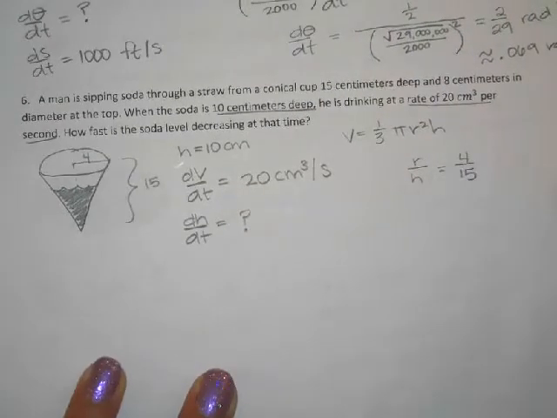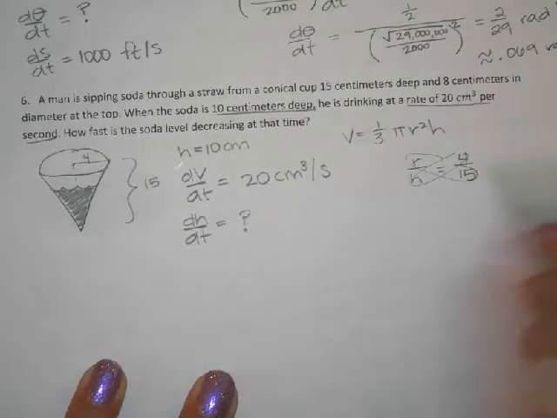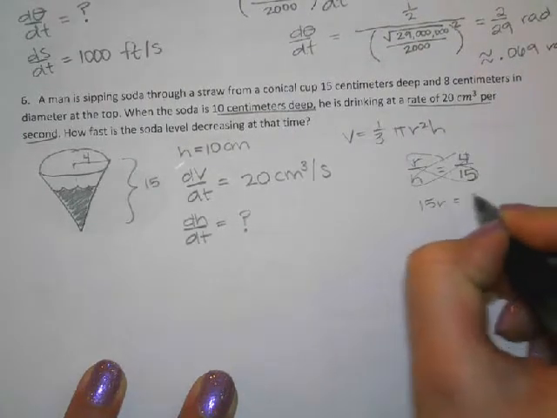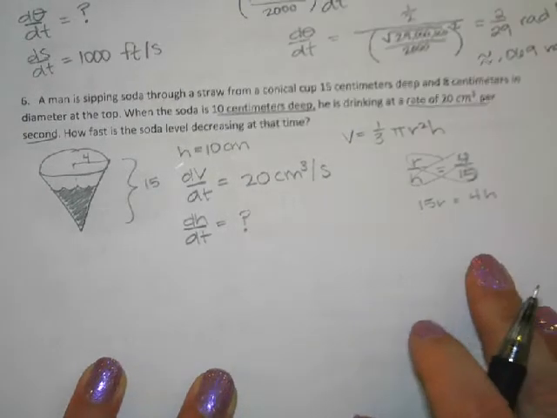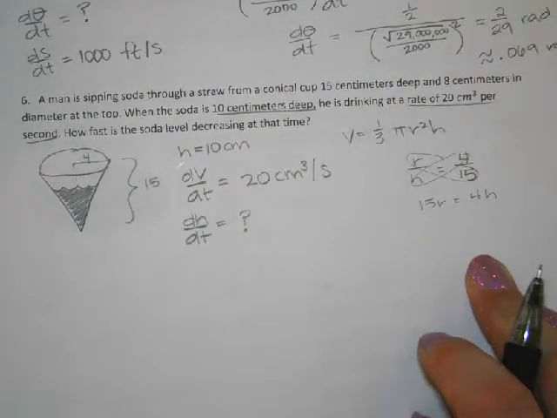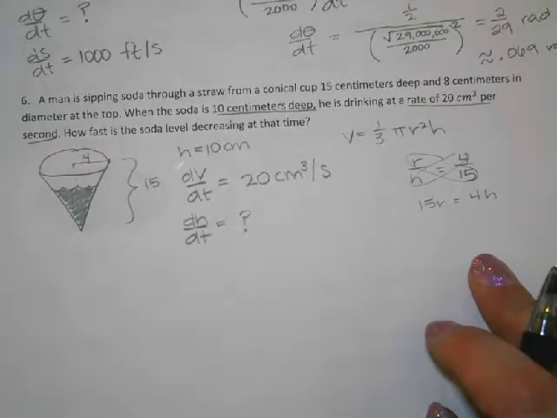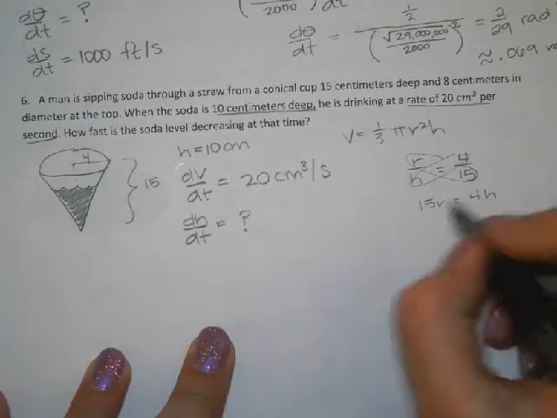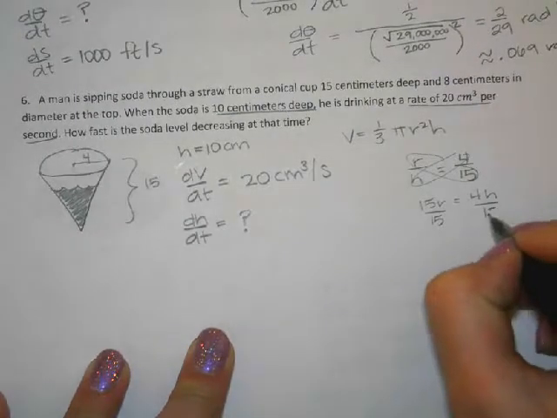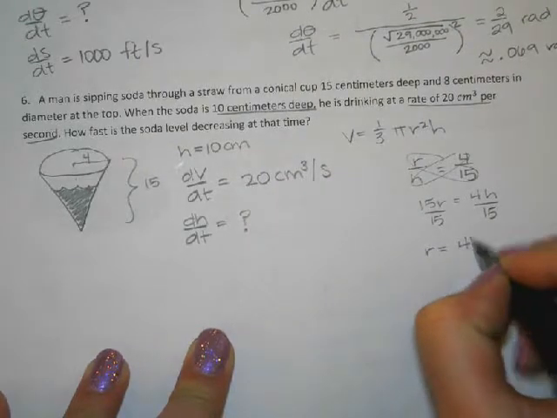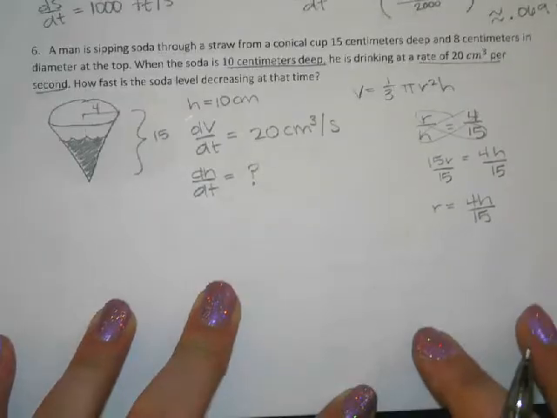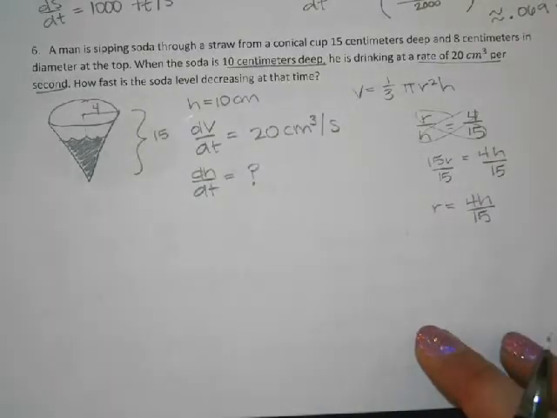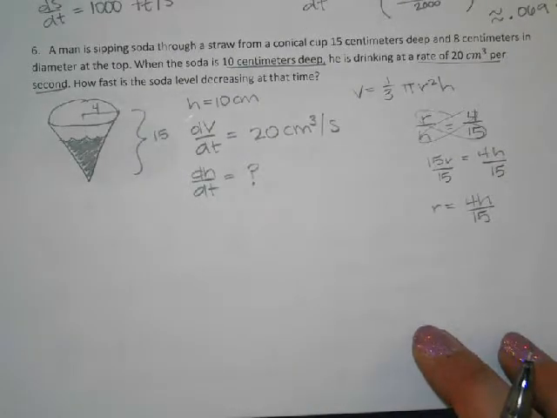Okay? Now to solve this equation, I'm going to cross multiply. So I have 15r equals 4h. And I'm going to solve for r so that I can take the r in the equation and replace it with something that's in terms of h. That way I'm completely eliminating that variable in the equation. Okay? So I'm going to divide by 15. So r equals 4h over 15. So this is a pretty common process in these problems to eliminate the radius in the equation. This is common. Okay? All right.